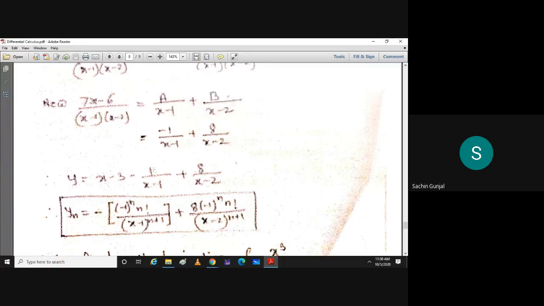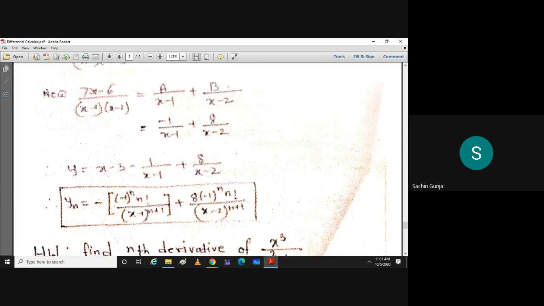So 1 upon this minus as it is, nth derivative of 1 upon x minus 1 is minus 1 raised to n into n factorial into 1 raised to n, because coefficient of x is 1, upon x minus 1 raised to n plus 1, plus 8 as it is. Derivative of 1 upon x minus 2 is minus 1 raised to n factorial upon x minus 2 raised to n plus 1. Anybody wants to correct me at this point?